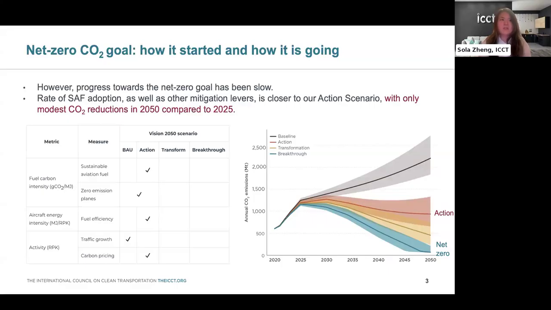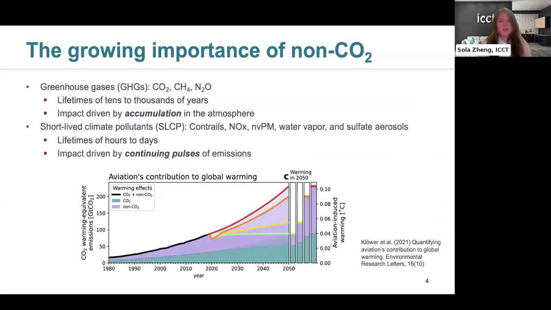So this slow progress towards the net zero goal is one of the two main motivations behind this updated roadmap. The other main motivation for this update is that there is a growing amount of evidence that non-CO2 climate impacts from aviation are at least the same magnitude as the CO2 impacts from aviation. But then there is also a lot of evidence that there are technologies that can help us reduce these non-CO2 impacts in the near term.